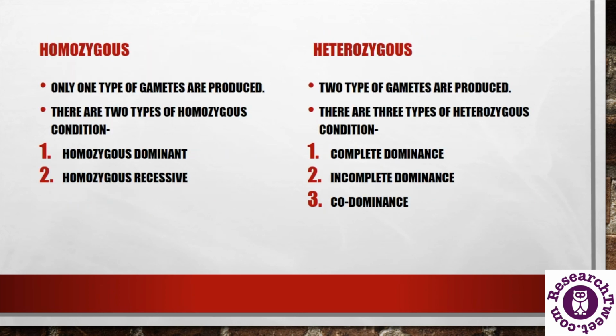In the homozygous condition, an offspring consists of only one type of gametes, and in the heterozygous condition, two types of gametes are produced in the same offspring. And there are two types of homozygous conditions. The first one is homozygous dominant and the other one is homozygous recessive. But in the case of heterozygous, there are three types of heterozygous conditions: complete dominance, incomplete dominance and codominance.